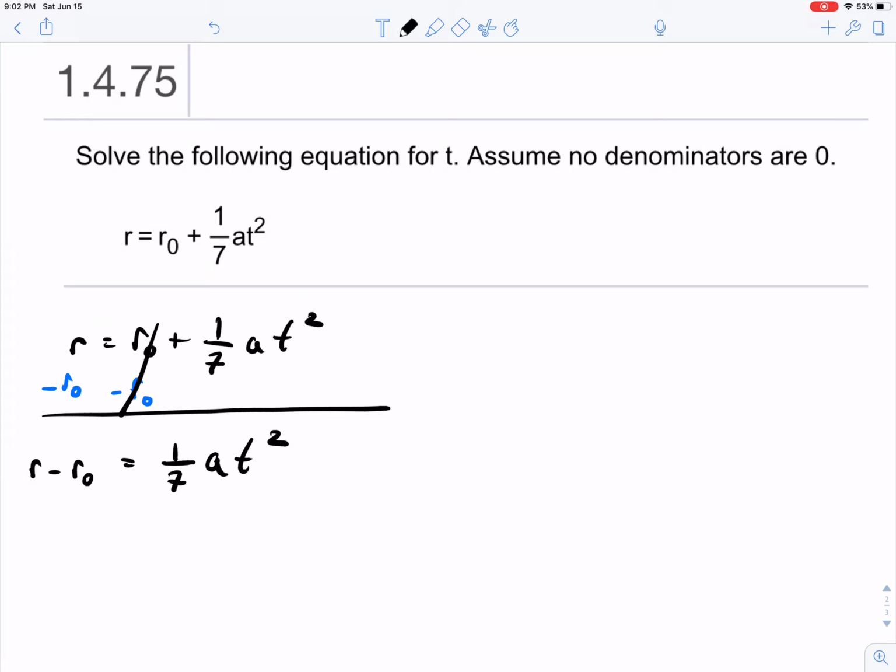Now at this point, there's a couple of ways to go about it. If we have this number 1/7 and we're trying to move that to the other side, we can either divide by 1/7 or multiply both sides by 7. Those are the same thing. So I'm going to multiply the right by 7, and I'm also going to multiply the left by 7. Dividing by 1/7 is the same as multiplying by 7. So when we multiply the right, these two cancel each other out. On the left, we have to distribute.